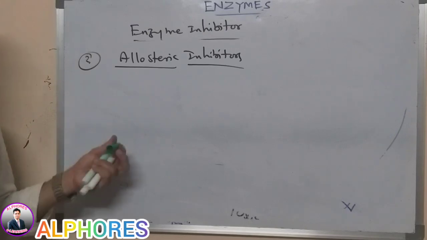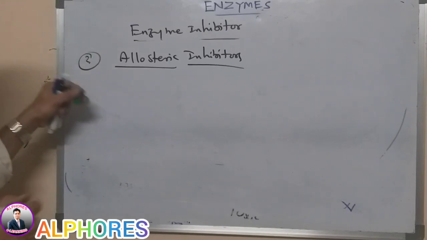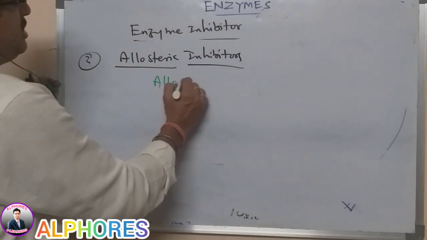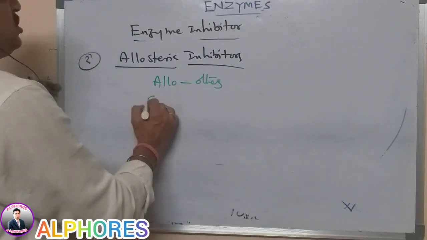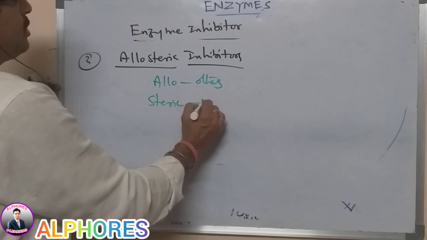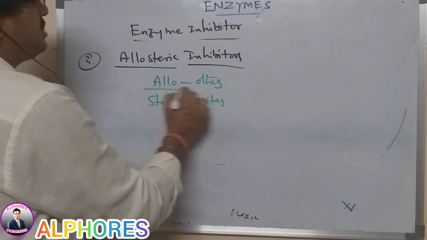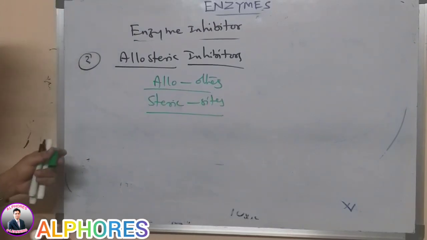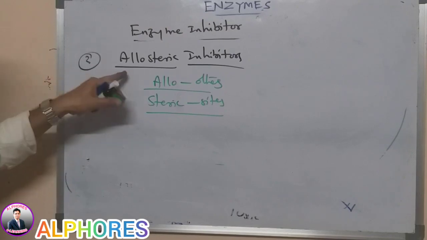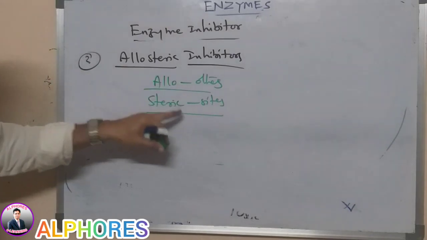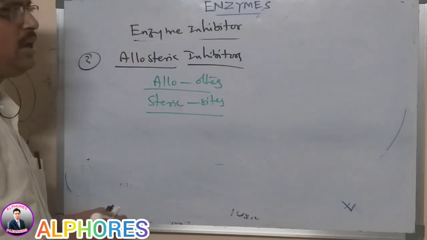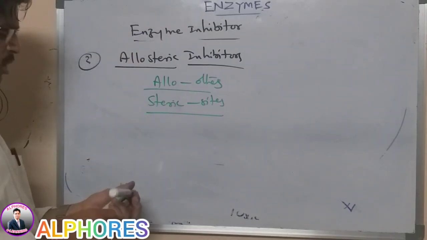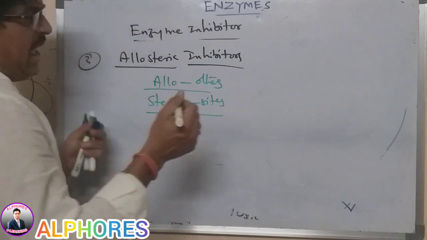Allo here means other in the Greek language, and steric means sites. That means other sites are created here, which cause the inhibition of the functioning of the enzyme. For example, the reaction is going on.